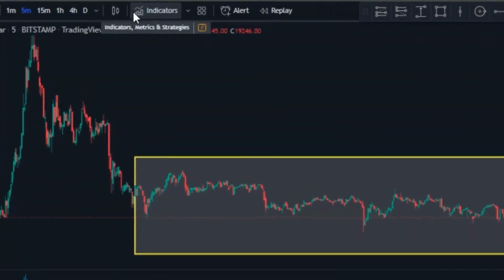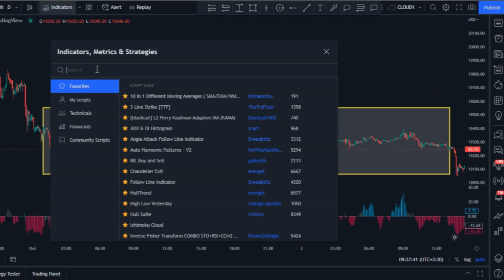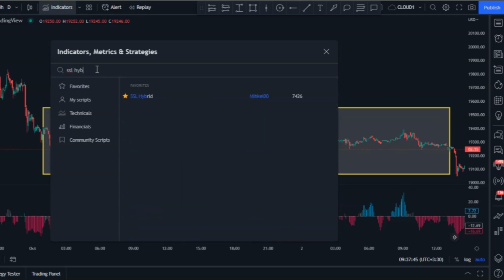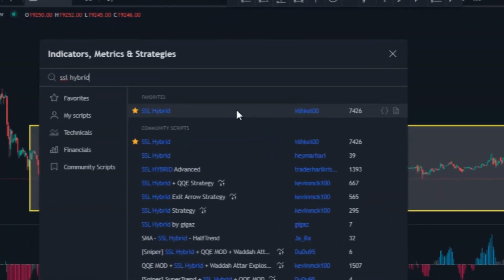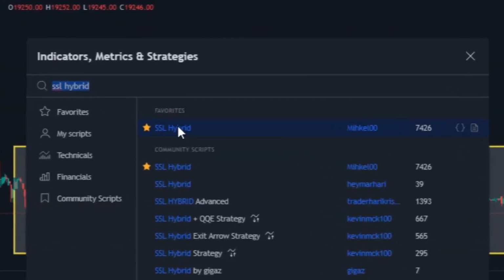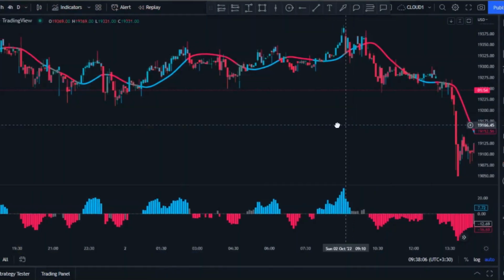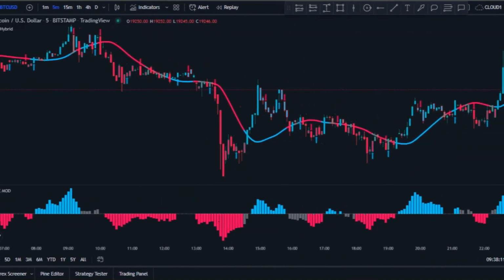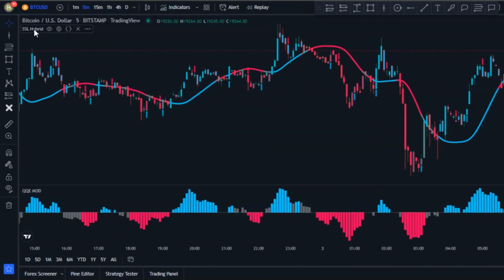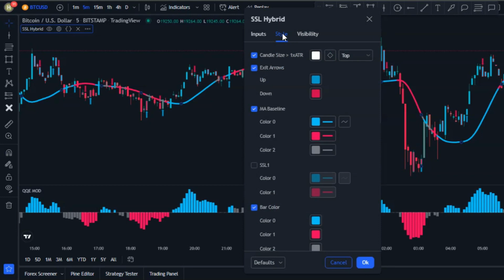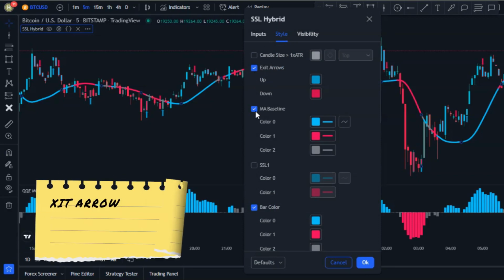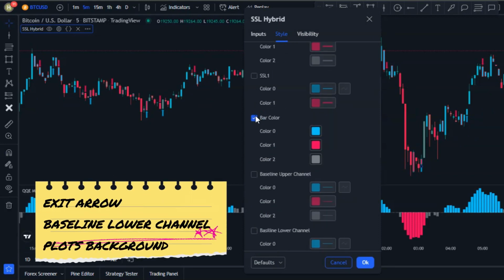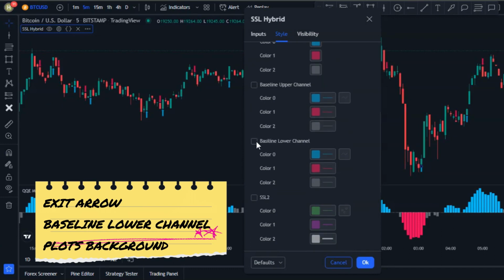Therefore, in the indicator section, search for SSL Hybrid as our second indicator. This indicator by Michael 00. This is how the SSL Hybrid looks on the chart. And also, we need to make some adjustments for this indicator. So to do that, click on the settings button in front of the SSL Hybrid name and then get into the settings. In the style tab, except for exit arrow, the baseline lower channel and plots background, disable all other options, just as I do in this video.